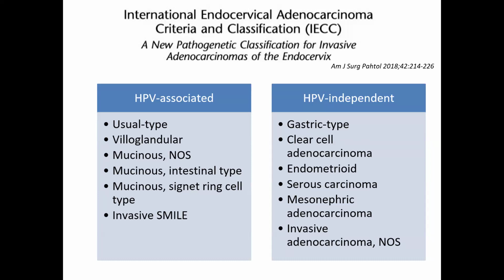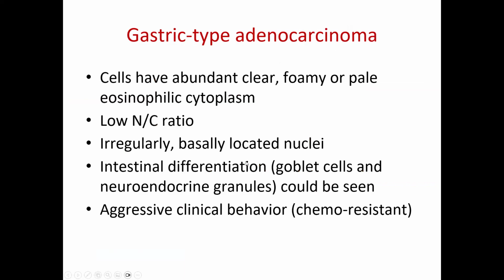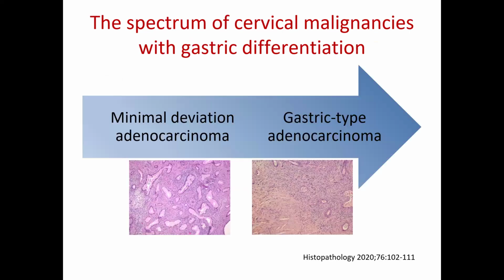Don't take intestinal differentiation as if I'm saying it is mucinous intestinal type. No, I'm saying there is a little bit of mucinous intestinal differentiation in an otherwise what looks like gastric carcinoma. You will have goblet cells, or you may even have neuroendocrine cells. And this is important because these tumors are very aggressive.